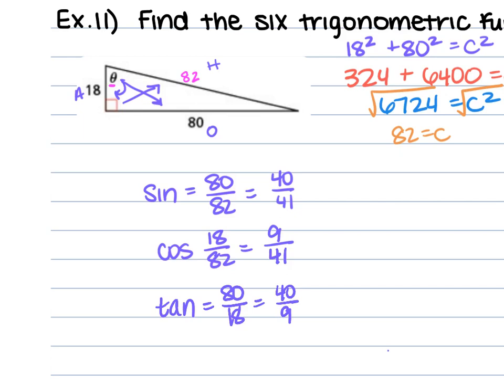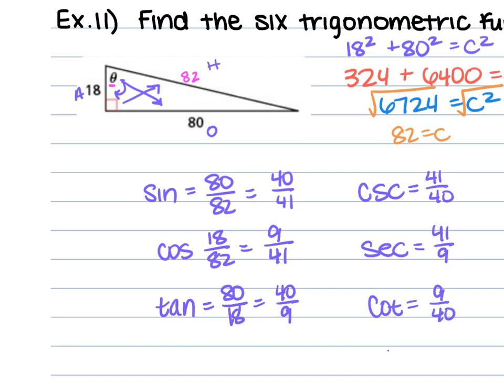Our reciprocal of sine is cosecant, so CSC, the reciprocal of 40 over 41 is 41 over 40. For the reciprocal of cosine, it's secant, so SEC. Instead of it being 9 over 41, we are going to have 41 over 9. And then instead of tangent, we're going to have cotangent. So take the reciprocal, that's 9 over 40.